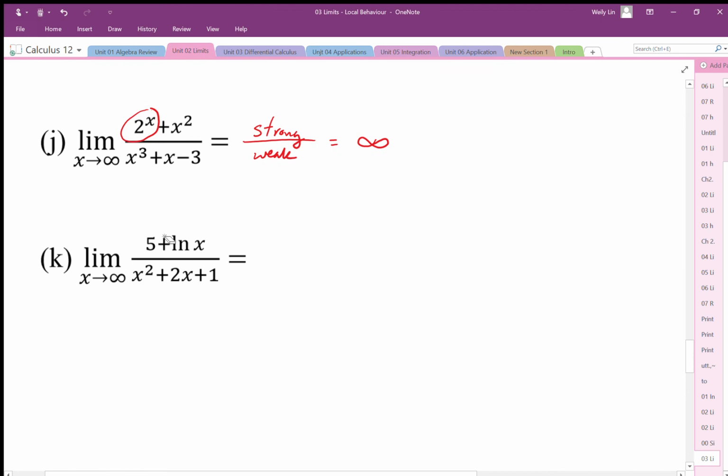Here we have the opposite. This log x is a very weak function as we go to infinity. And again, this strong over weak argument is only good for endpoint behavior. But as we go to infinity, we have weak over strong. So if we have this weak over strong situation, that's always going to go to 0.